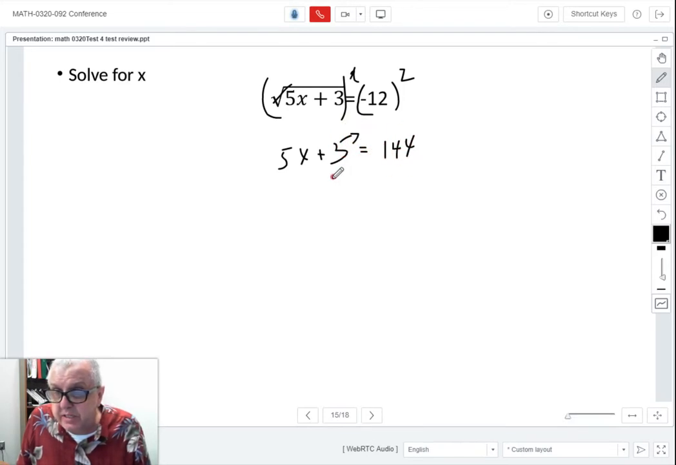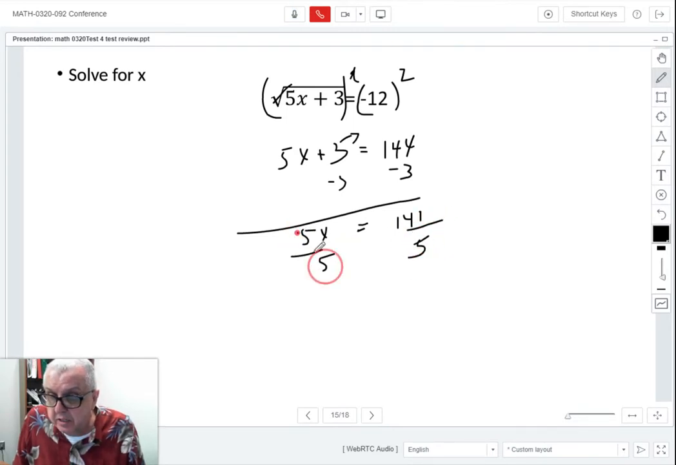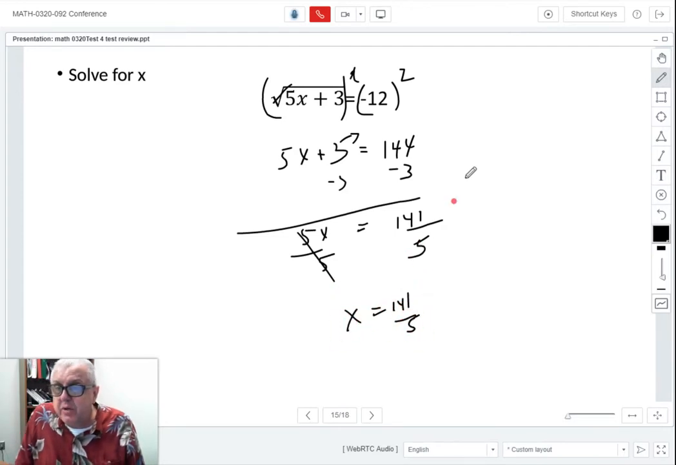If I get the 3 to the other side, I get 141. And then divide by 5. X equals 141 over 5. Now, if I plug that back in, you have to be careful.